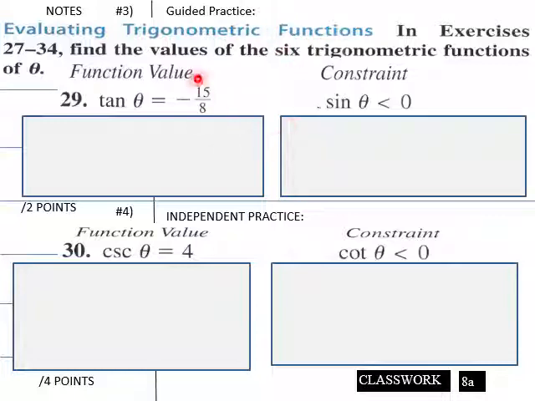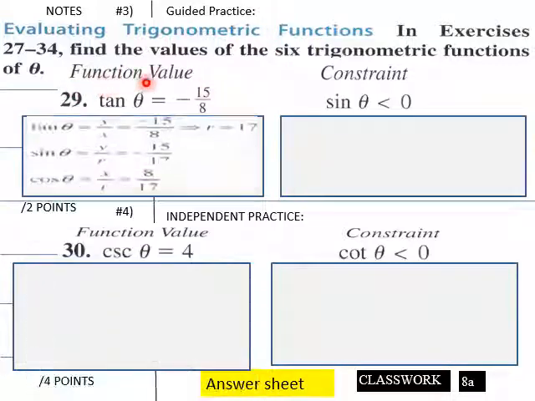And then for the first one up here, tan would be y over x. So it'll be negative 15 over 8. And then our r would equal 17 for this one.